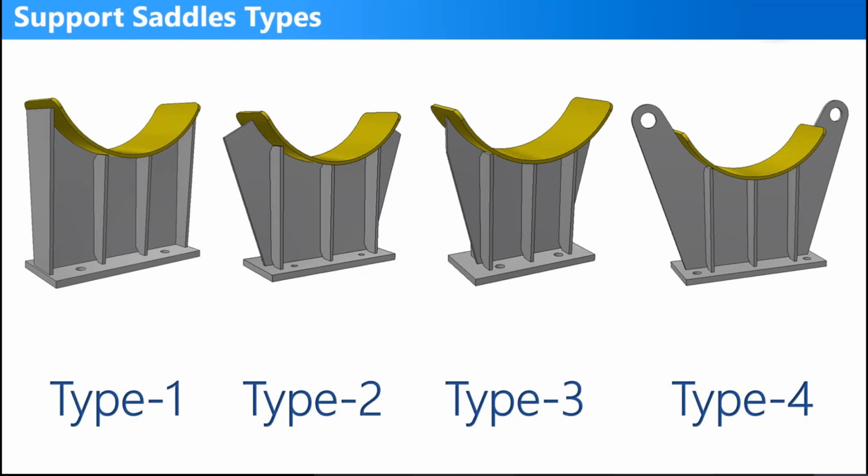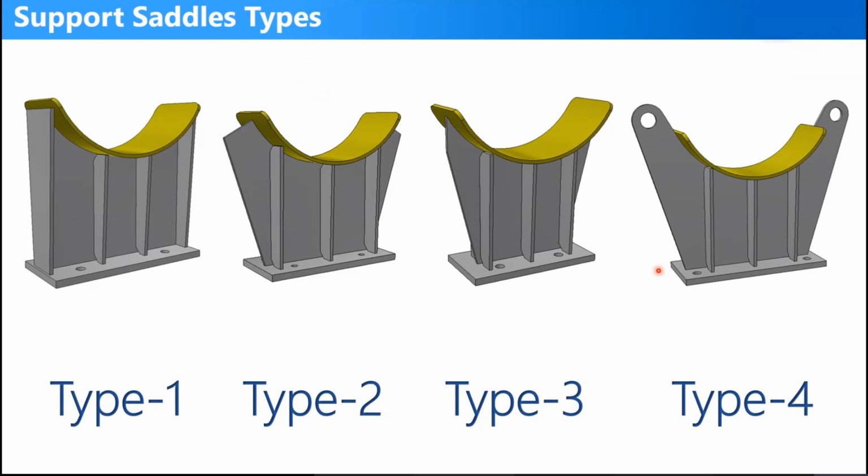We have outside ribs, okay, and for the second type, the web of this saddle includes a straight edge to the center of the vessel, so this edge goes to the center of the vessel. And on the third type, the saddle straight edge goes down perpendicular to the bottom, so this edge is perpendicular to the bottom. And the last type is the saddle with a lifting lug.